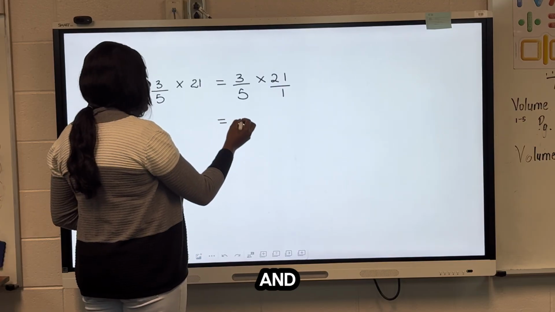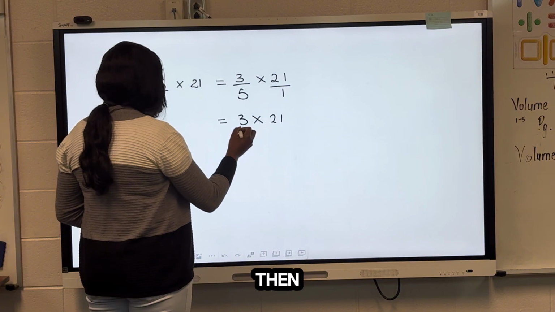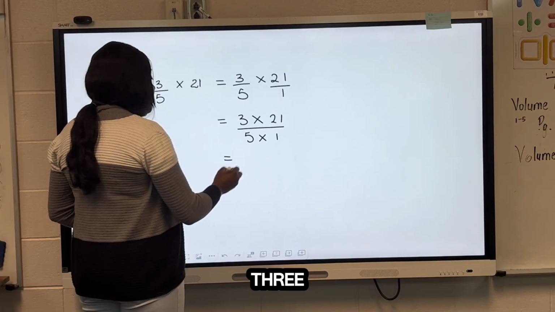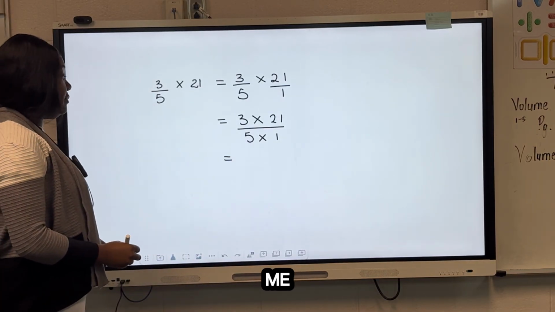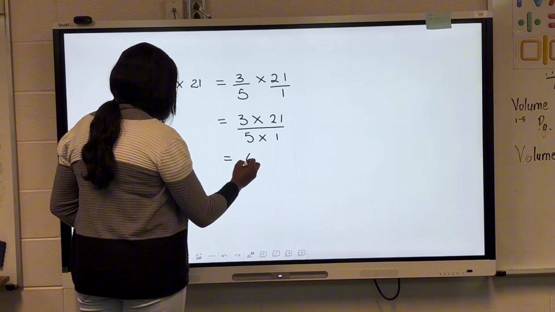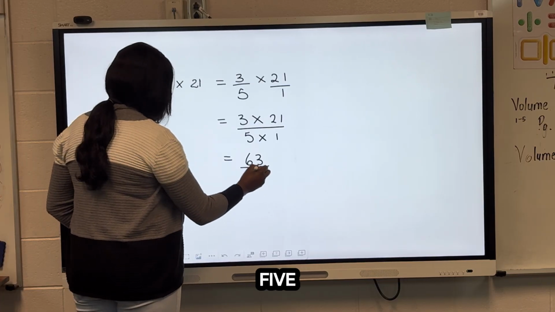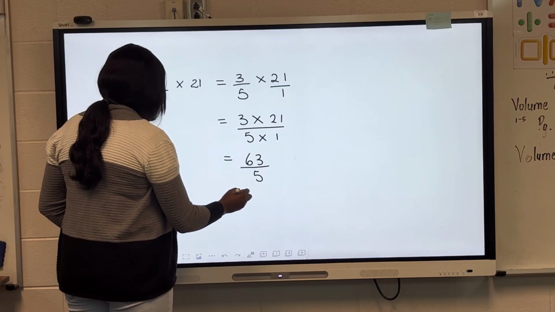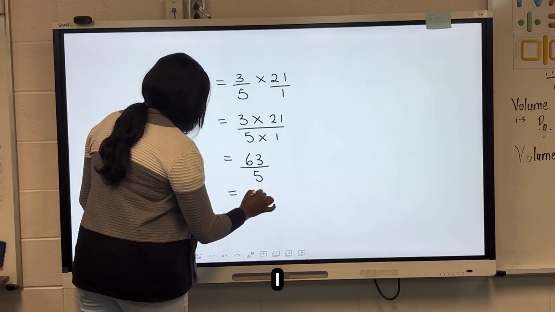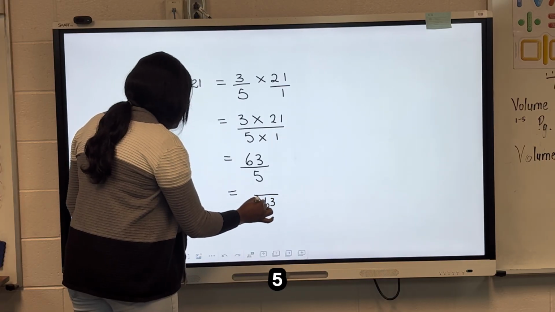I then go ahead and multiply my numerators and then I multiply my denominators. 3 times 21 gives me 63. And 5 times 1 gives me 5. Now, boys and girls, I'm going to simplify. So I put my 63 inside, my 5 outside.